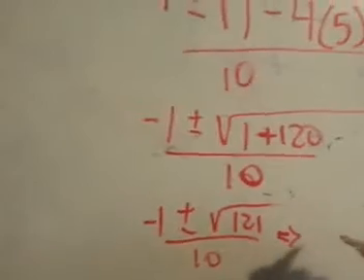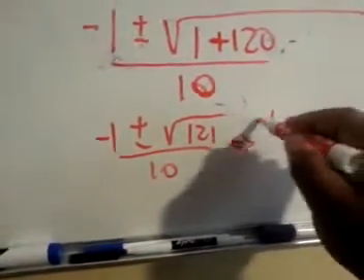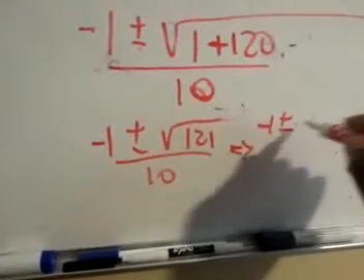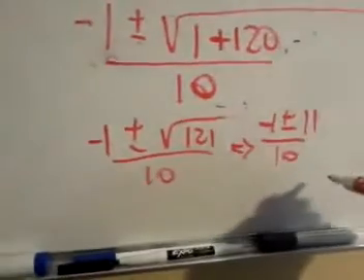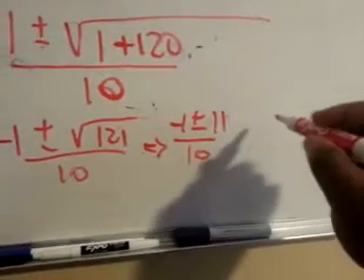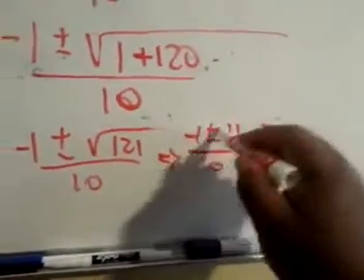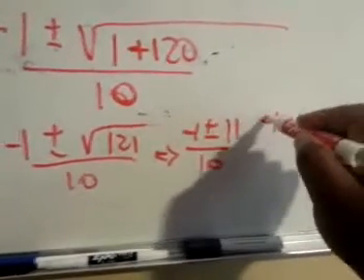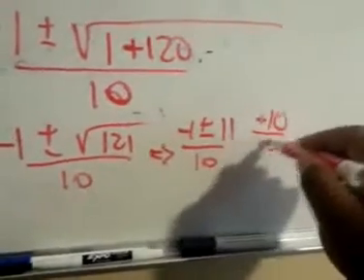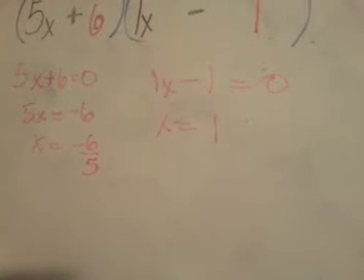And what does that mean? Negative 1 plus or minus the square root of 121, which is 11, all over 10. I hope the jerkiness of the video doesn't mess you up. This is just negative 1. So negative 1 plus 11 is 10. That's a positive 10 over 10, and that equals 1. Oh, that's one of the ones that we got already.